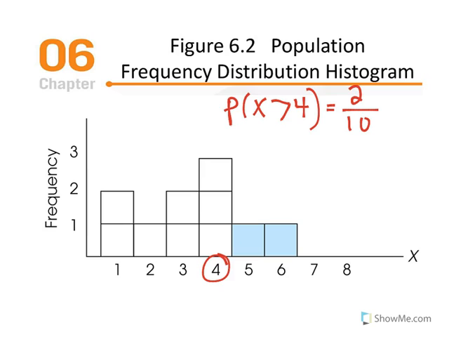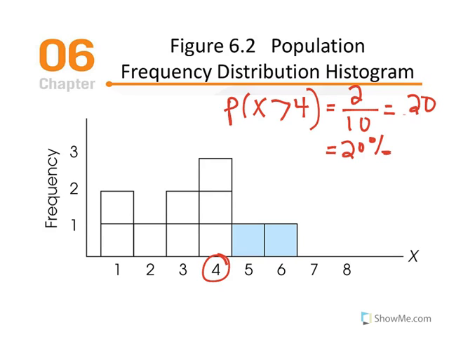And again, that's the fraction, the part of the whole. So the scores above 4 equal 2, over the total number of scores, which is 10. So that's equivalent to a proportion of 0.20, and also equal to 20%. So 20% of this distribution of scores occurred above a score of 4.